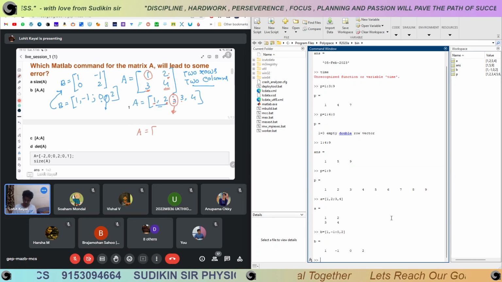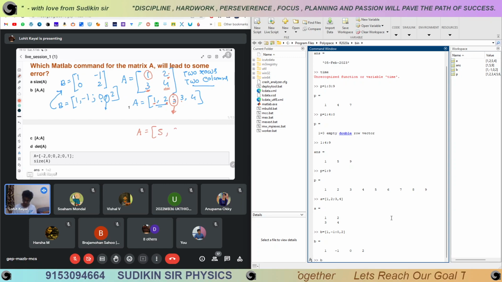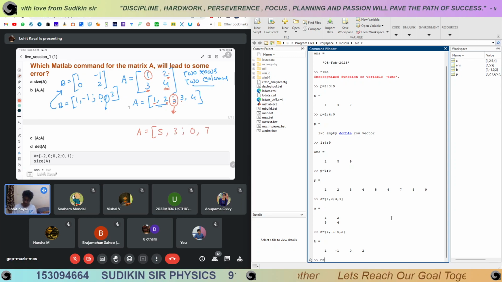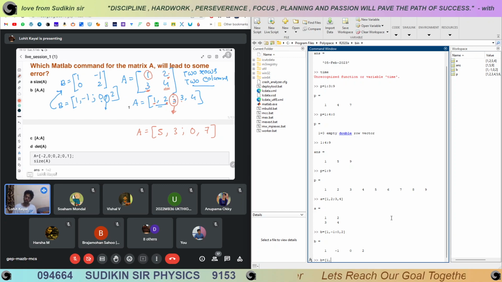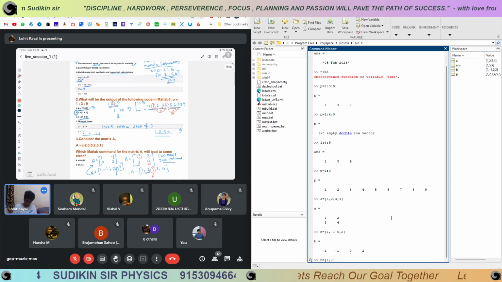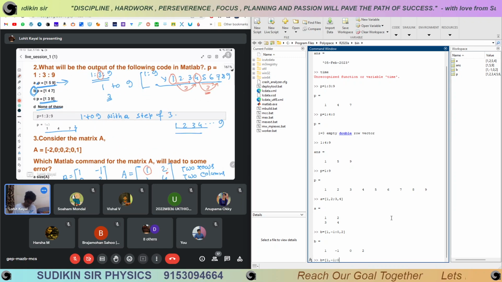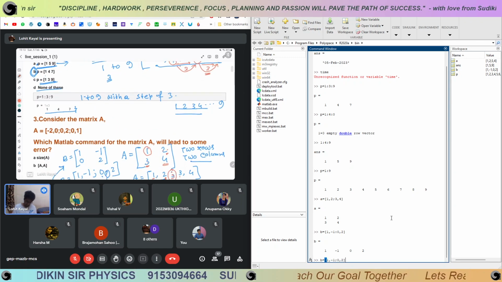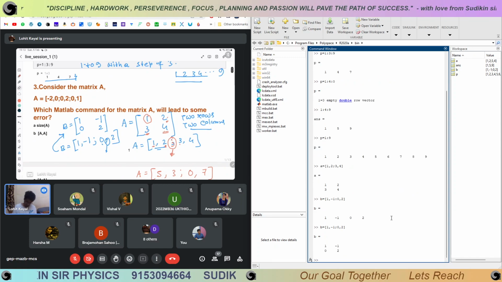Suppose A equal to something like 5, 3, 0, 7, anything you write. It may be 2 cos 2, 2 cos 3, anything. Okay, so now let us go to the question. Let me just erase this.